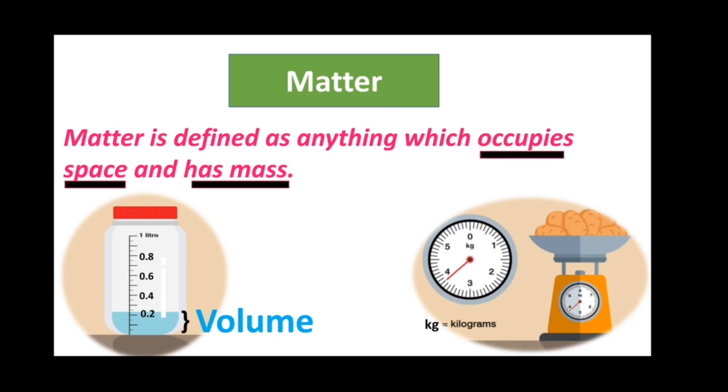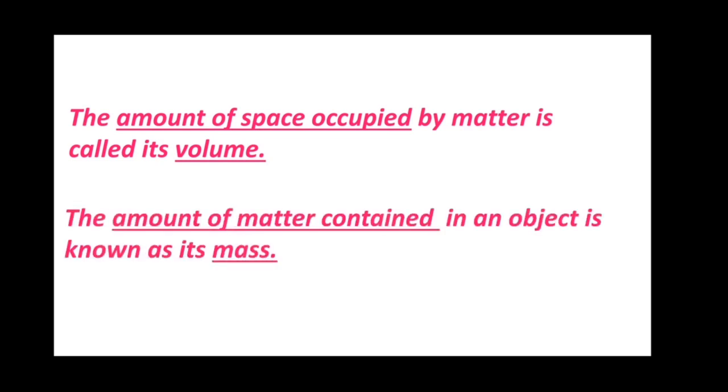The other property of matter is that it has mass. What do you mean by mass? Mass is the amount of matter contained in the object. The mass of the potatoes is shown here. We can measure the mass of potatoes from the weighing machine. It is around 4 kilograms. So let us write the definitions of volume and mass. The amount of space occupied by matter is called volume, and the amount of matter contained in an object is known as its mass.